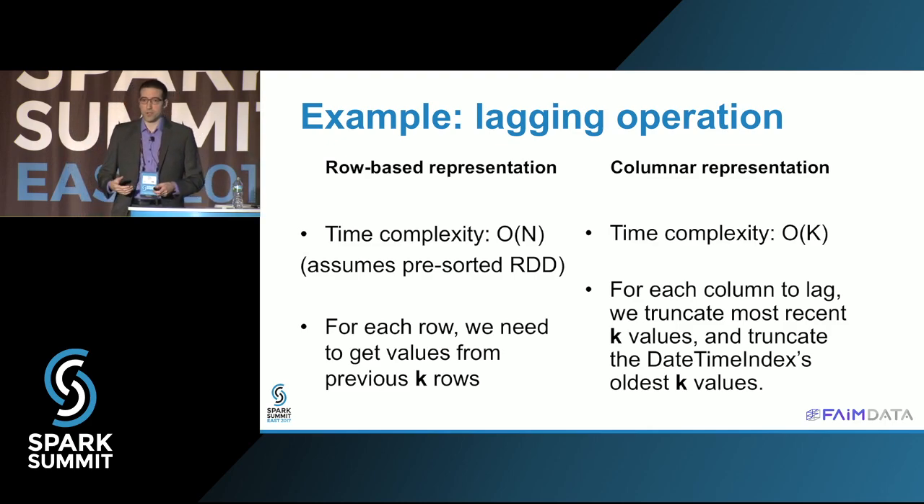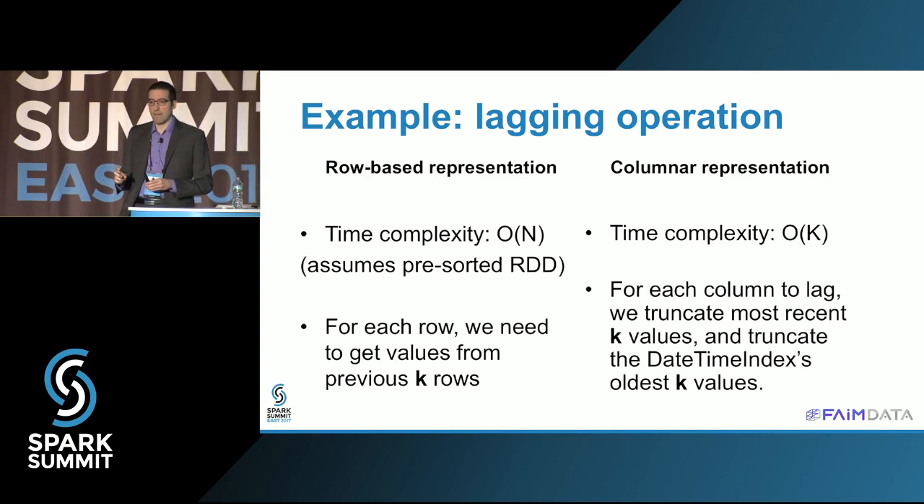And let's take the example of lagging. So if our data structure is based on rows, we have to go through every single row, and for each row, we have to go back by some amount k, where k would be our selected lag amount, and copy over the relevant value. So even assuming that this collection is already pre-sorted chronologically, it's still going to have a time complexity of big O of n.